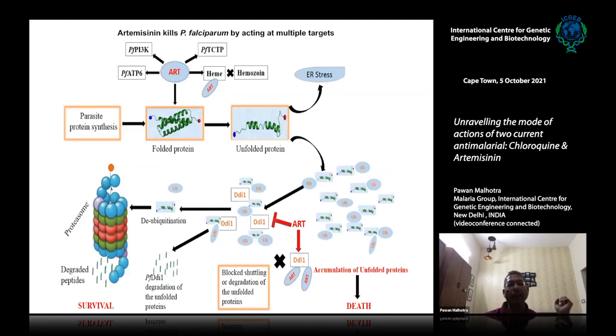So in summary, in today's talk, I hope I have been able to convince you that artemisinin and chloroquine act on multiple pathways in the parasite life cycle. That's why they are more effective. They not only act at the hemoglobin degradation and hemozoin formation pathway, but also act on the proteasome machinery of the parasite, blocking the shuttling of proteins, so that unfolded proteins accumulate in the parasite and the parasite doesn't survive.